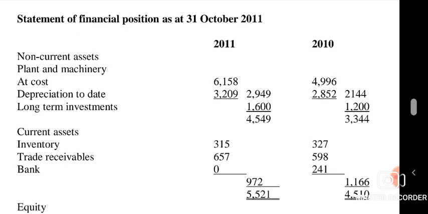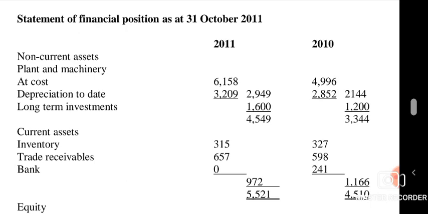So look at inventory. 2010 it was 327, right? 2011, what's the figure? 315. What has happened to inventory there? It has decreased, right? Decreased by how much? 12. What does a decrease in inventory mean to your cash? These are the questions you should be asking yourself in the cash flow, because cash flow is about cash. What is happening to your cash? So if inventory decreases, what does that signify?